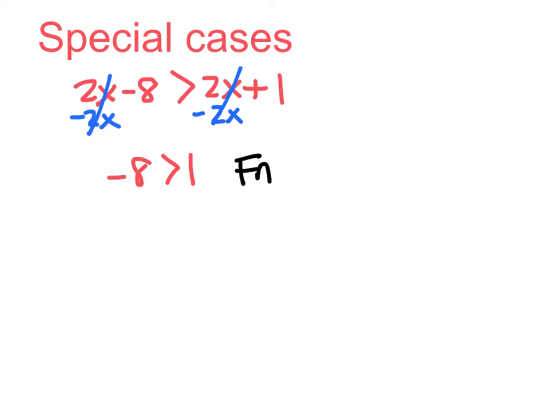So anywhere on my number line, there's nowhere I could shade to ever get a true statement. There's no x value I could plug in to make this ever work. So in this case, there's no solution.